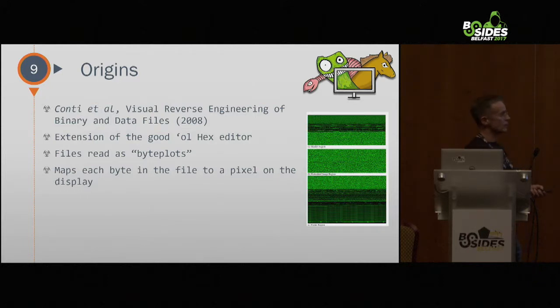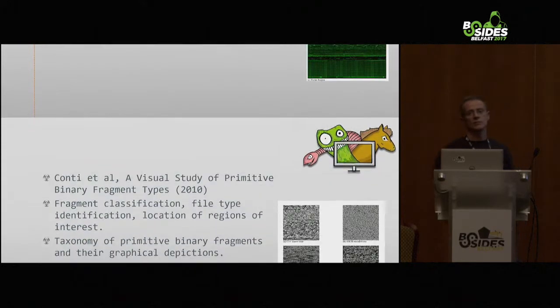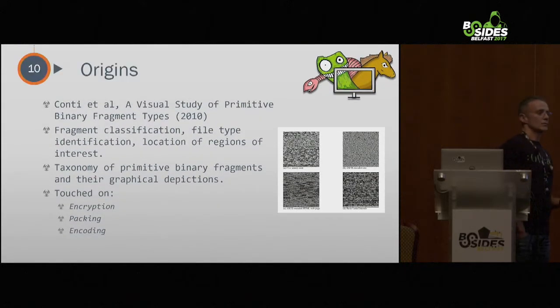He called these byte plots. He followed it up in 2010 with similar work, where he created a classification taxonomy. His idea was to help researchers and investigators by giving them a repository for analysis. Again, he did a bit more work on the actual structure of different binary files. He looked at text files, binary portable executables, media files, and he also touched on encryption, packing and encoding. He also noted back then that there were differences in the binary structure if the code was obfuscated in some way.